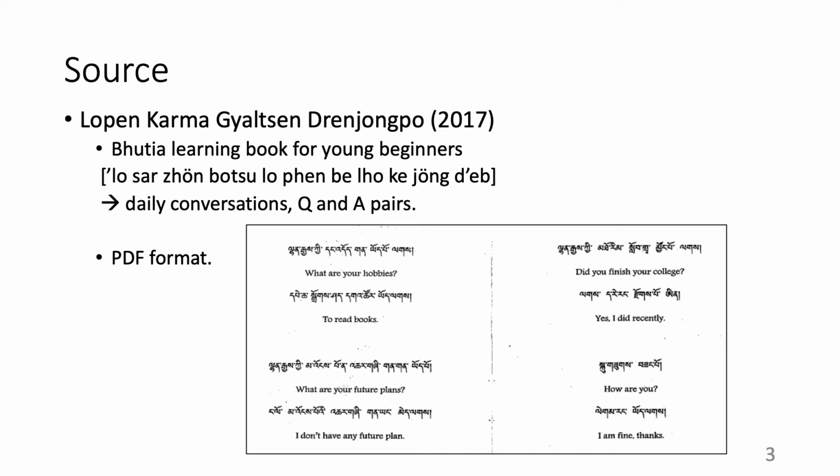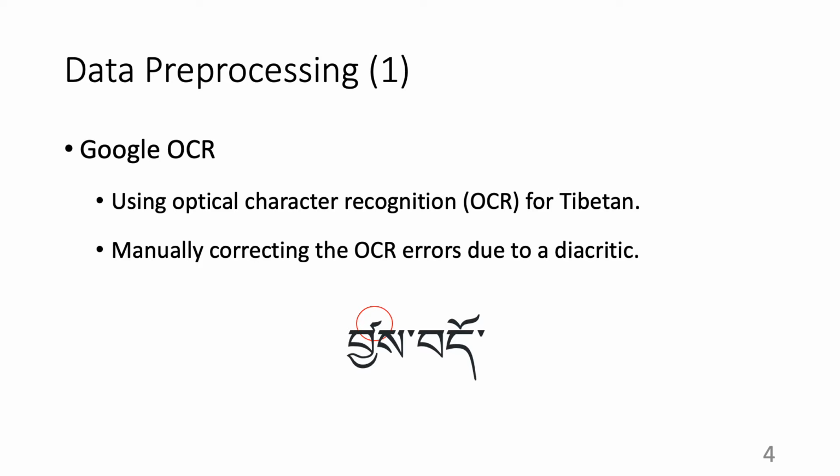As for the source, we used Bhutia Learning Book for Young Beginners, which contains daily conversations in mostly Q&A format. The sentences are rather short because they are in Q&A format, but we believe that it is a good point to start. This phrasebook is only available in PDF format, so we needed to extract the sentences from the PDF. In order to extract the sentences, we used optical character recognition (OCR) for the Tibetan language. However, we found some errors due to an uncommon diacritic used in Drenjongke, which is circled in the example below. So we needed to add this diacritic manually after extracting the sentences.